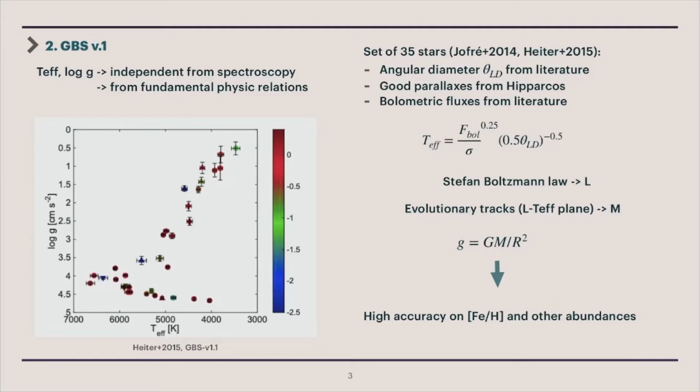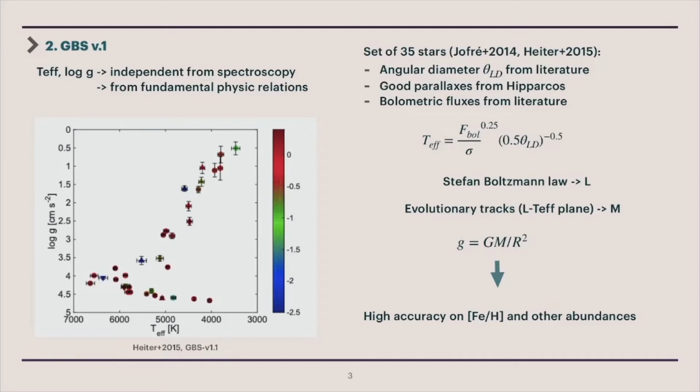So basically, they were derived using fundamental relations. For this set of stars, the angular diameter, the parallaxes from the Hipparcos sample, and bolometric fluxes were known. Then using the Stefan-Boltzmann law, the temperature and the luminosity could be derived. Once the temperature and the luminosity were known, the mass of the stars was derived using evolutionary tracks. And finally, the gravity was computed using the gravitational laws.